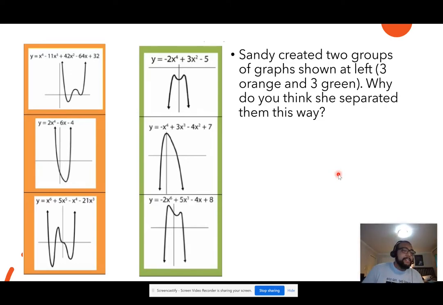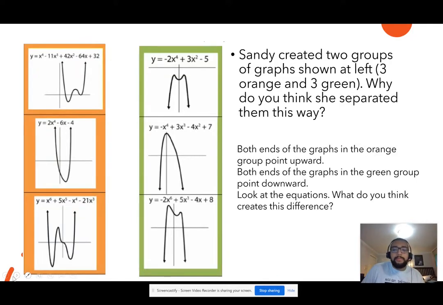Yes, I like your answer. Three of these are all pointing up, and these three are all pointing down. Both ends of the graphs in the orange point up. Both ends in the green point down.